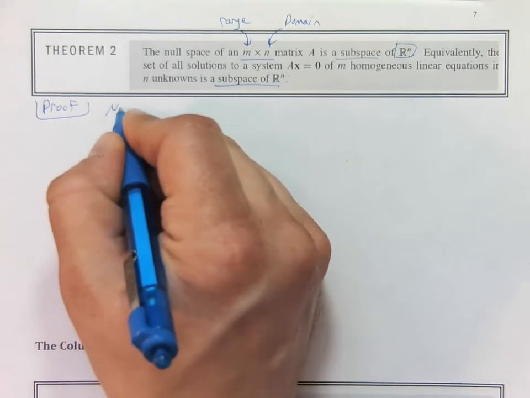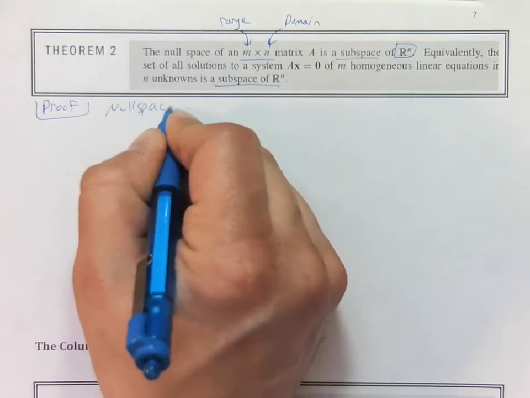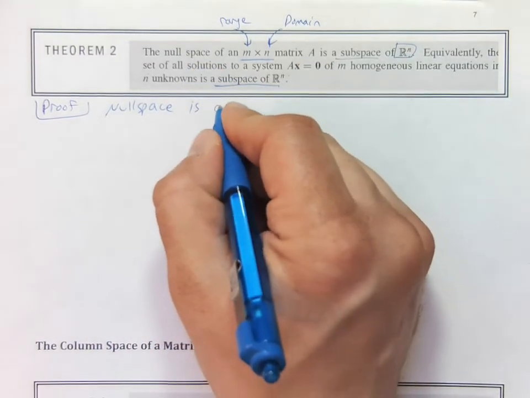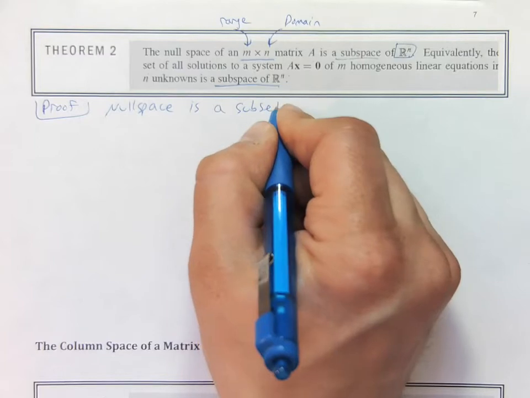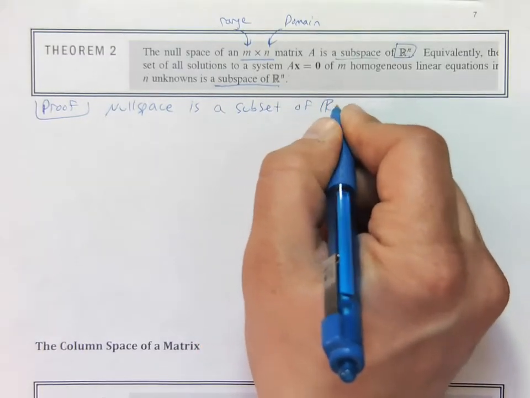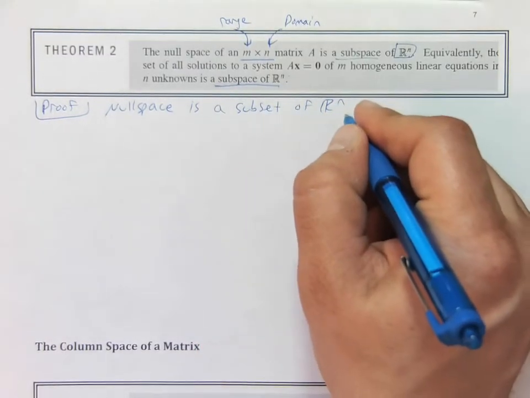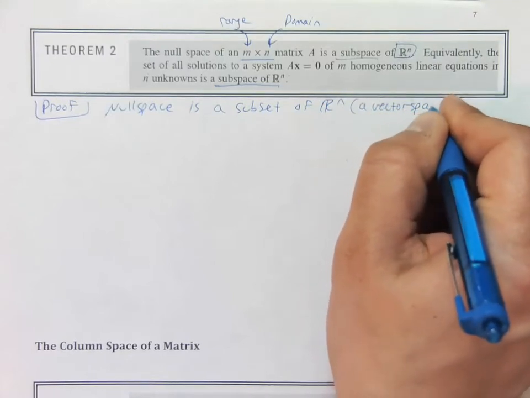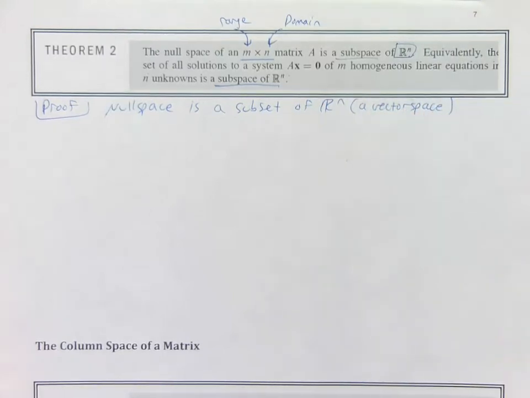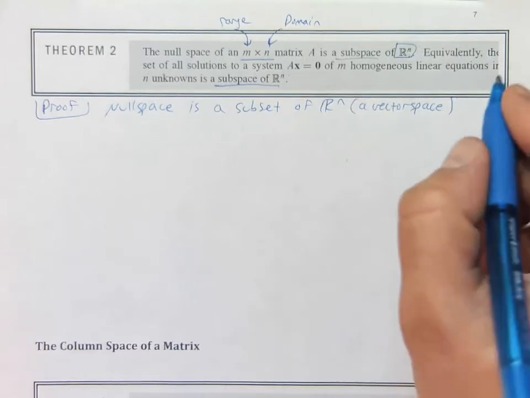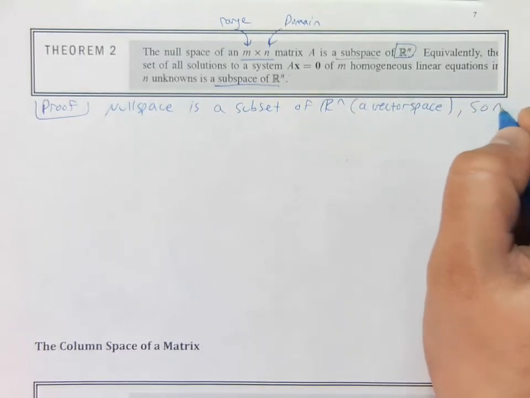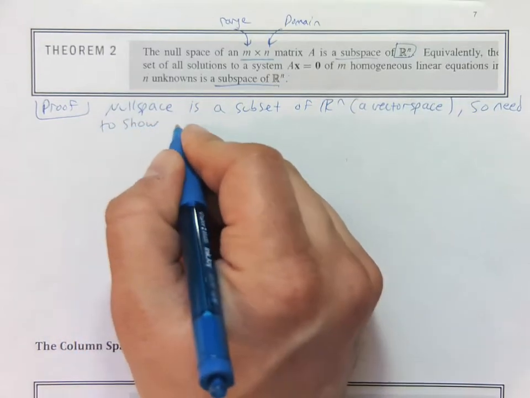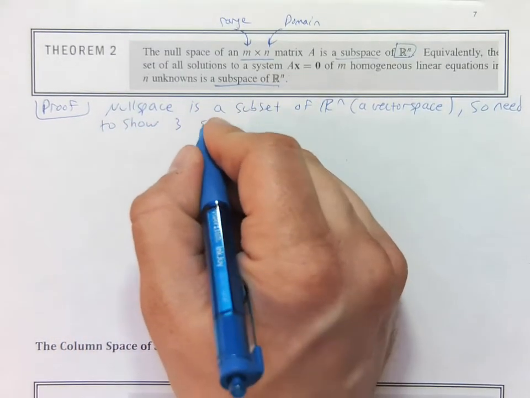The null space already is a subset of Rn, so we just need to show the three properties here. The null space are the x's in the domain, right? And so these are a subset of Rn, which is a vector space. We showed in the last class that all Rn are vector spaces. And so since we already have a subset, we just need to show the three subspace properties.